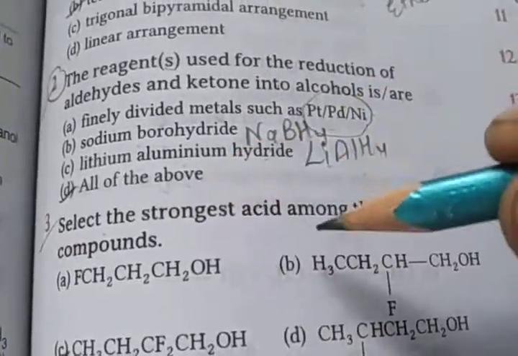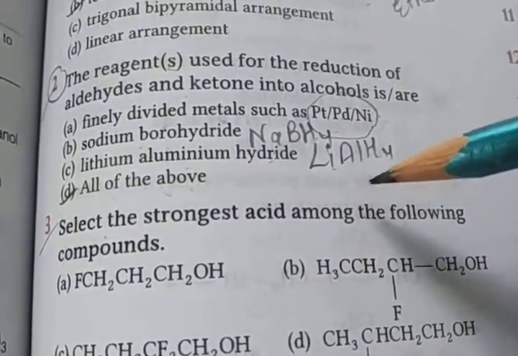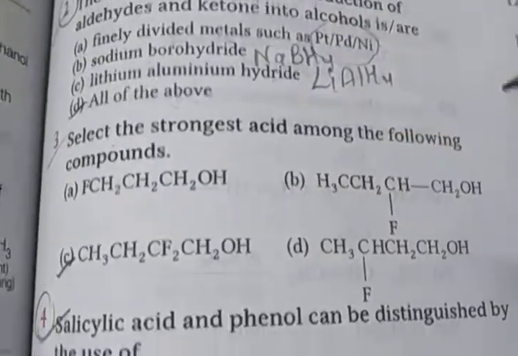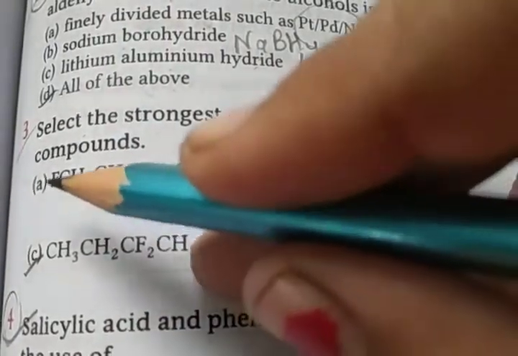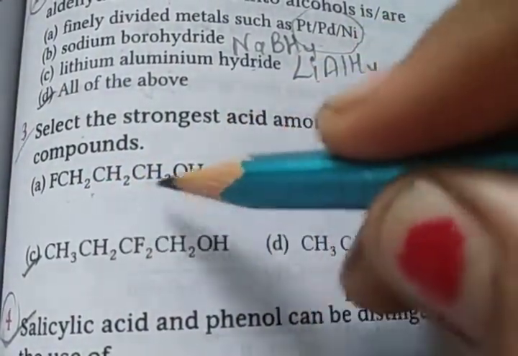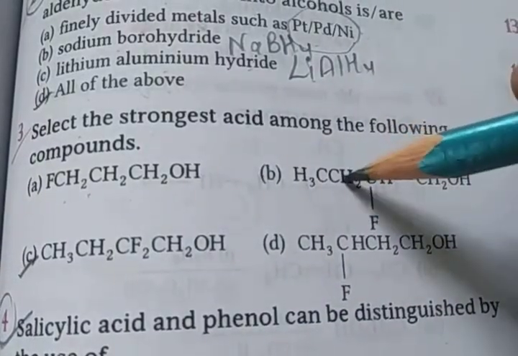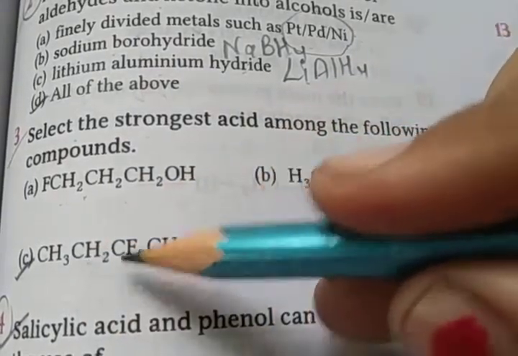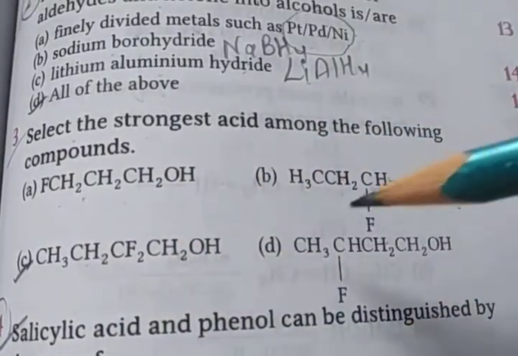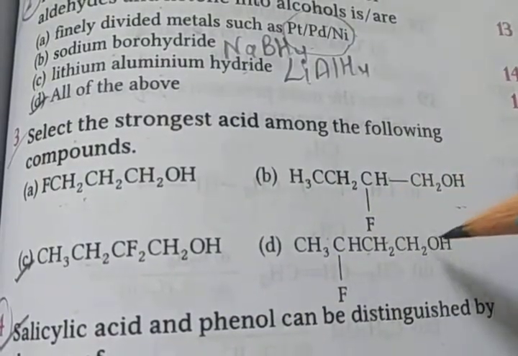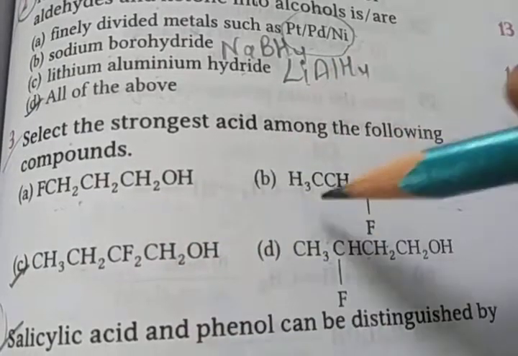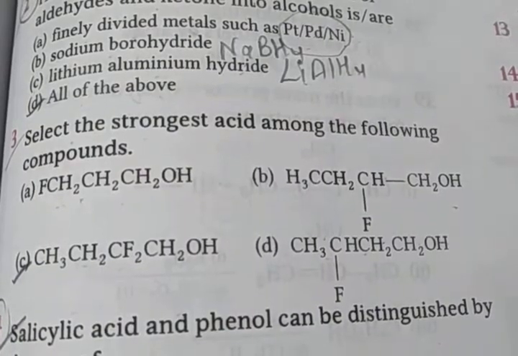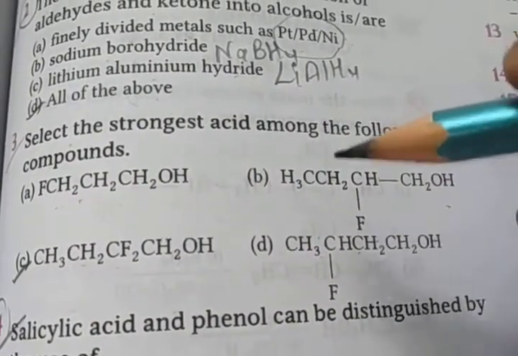Then question number 3: select the strongest acid among the following compounds. See, first is F, CH2, CH2, CH2OH. Second, B, CH3, CH2, CHF, CH2OH. Third, CH3, CH2, CF2, CH2OH. And then fourth, CH3, CH, CH2, CH2OH with F. In all 4, fluorine and OH groups are attached, but when OH and fluorine are nearer, it is stronger.